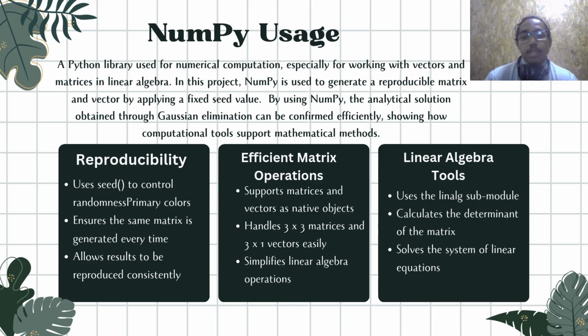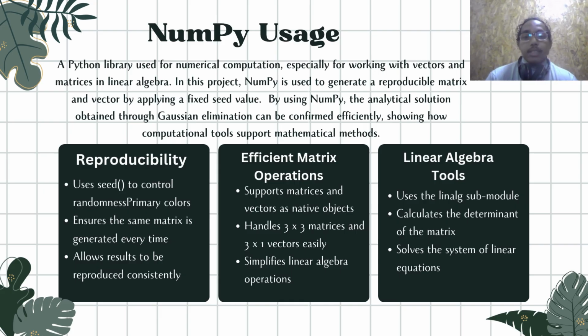Second, efficiency. NumPy handles matrices as native objects, allowing us to generate our 3 times 3 matrix A and 3 times 1 vector B with just a single line of code using the rand int function. Third, verification. It provides the linear algebra submodule which we use to calculate the determinant and later verify our manual Gaussian elimination result.